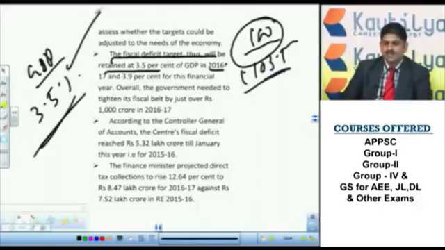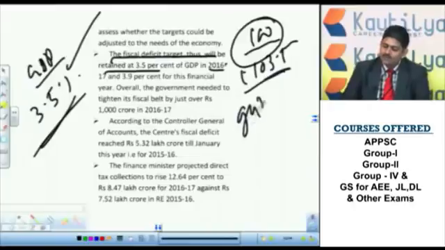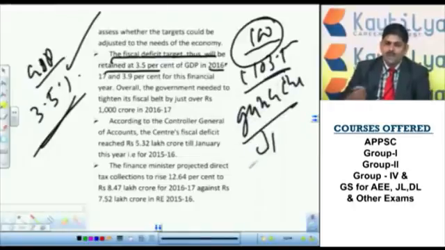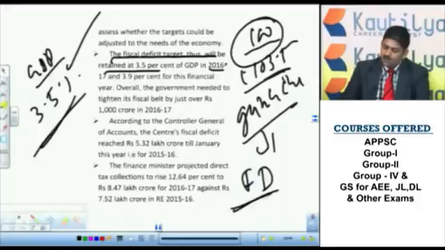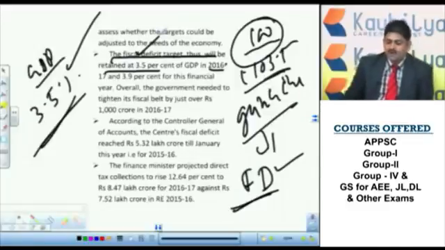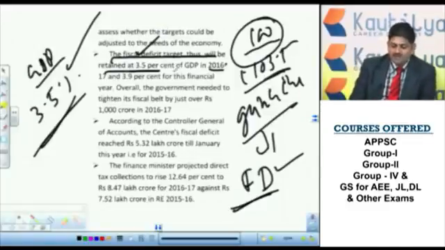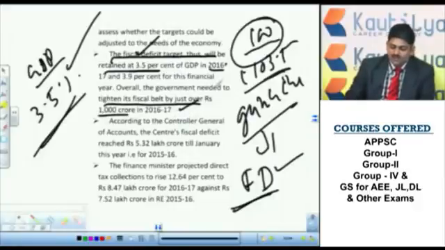That means the spending should be very strict and genuine. We need to spend very genuinely and control the highest spendings. This is known as fiscal discipline, which the Government of India controls. This time it has made an aim that it wants to retain 3.5% of GDP, so the government needed to tighten its fiscal belt by just rupees 1,000 crore in 2016.